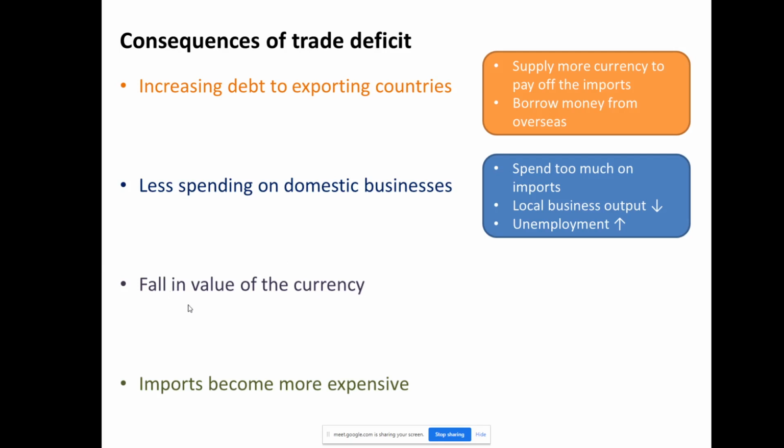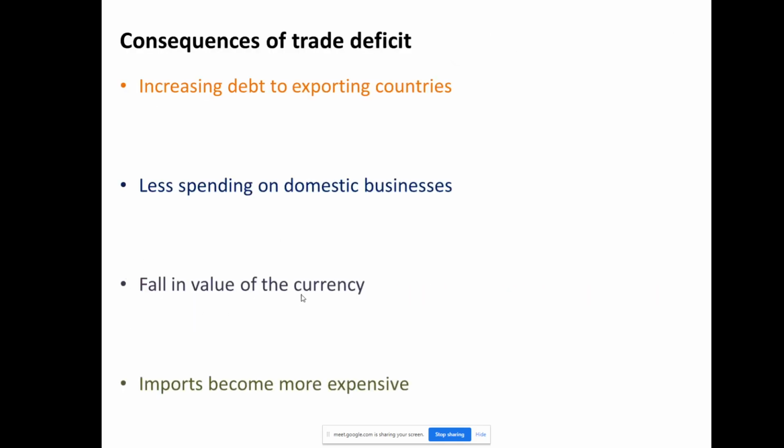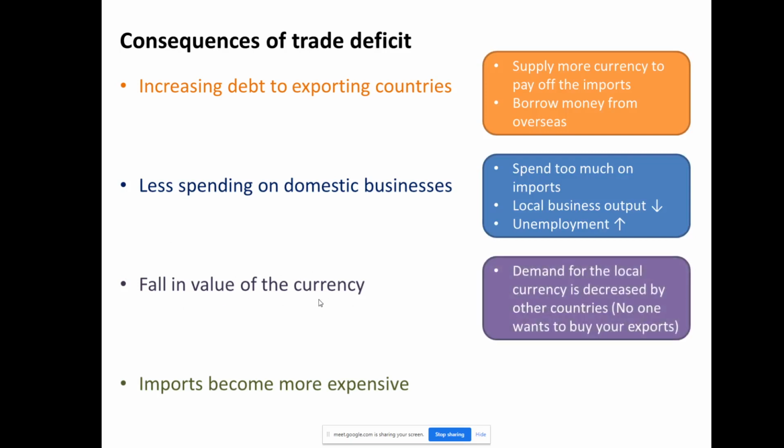You will see a fall in the value of the currency, and if that happens, you know the consequence. When you are getting imports, they are way more expensive. Because during a trade deficit, the supply of the currency is a lot, because we want to buy more imports. So your currency is going to depreciate in that case, and that's why this is also one of the consequences. When you are getting imports, they become more expensive.